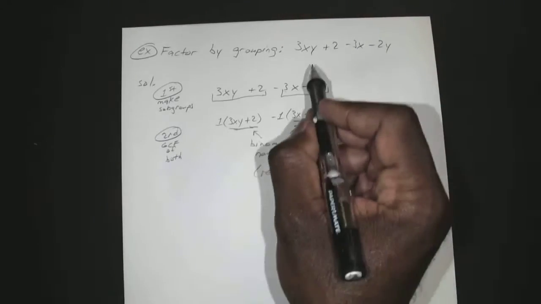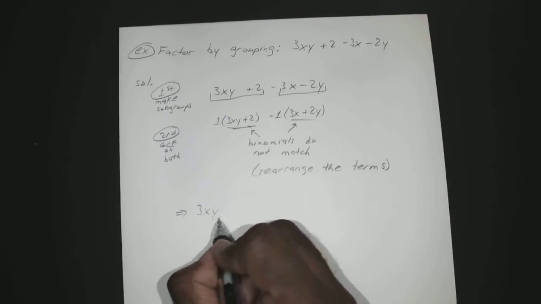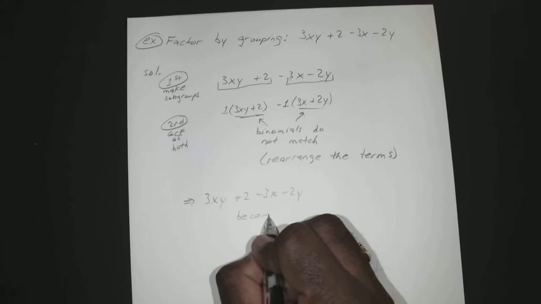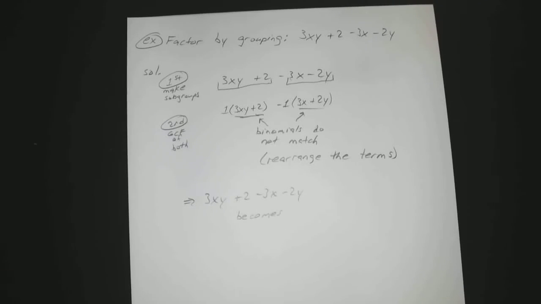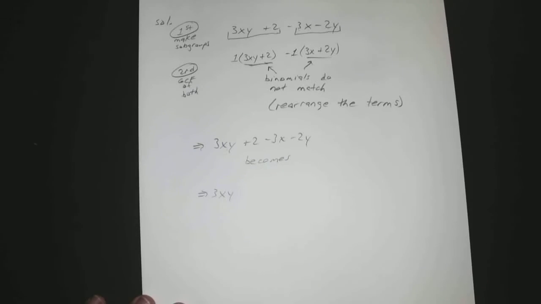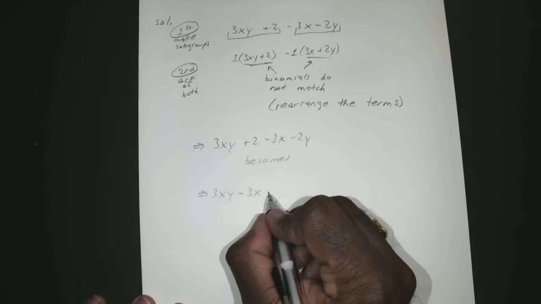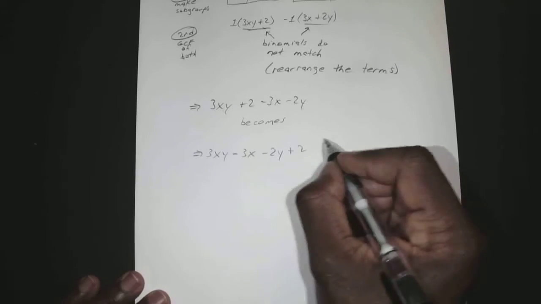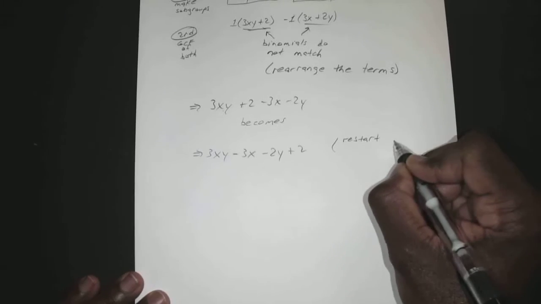Okay. So instead of 3xy plus 2 minus 3x minus 2y, remember the first step is you want to have terms next to each other that you can factor something out of. So we have 3xy and 3x. We could factor a 3x out of that one. So we can make that 3xy, and as long as you move the sign and everything, you're good. So that just becomes minus 3x. Okay, so we can have minus 2y plus 2. And then we start over again. So restart your steps.